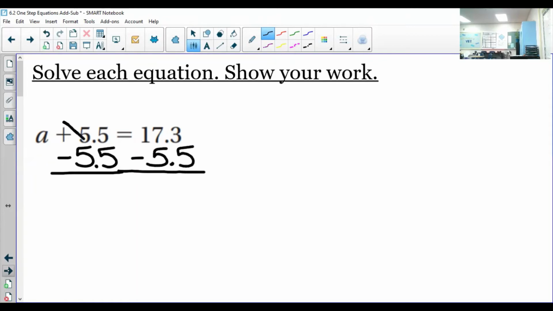5.5 and minus 5.5 are going to cancel. So all I have left over here is A. And A equals 17.3 minus 5 and 5/10. Well, we bring our decimal straight down. We're going to have to do some borrowing. 13 minus 5 is 8. Bring my decimal straight down. 6 minus 5 is 1. And if I bring down the 1, I have A equals 11 and 8/10. Okay? Let's try another one.